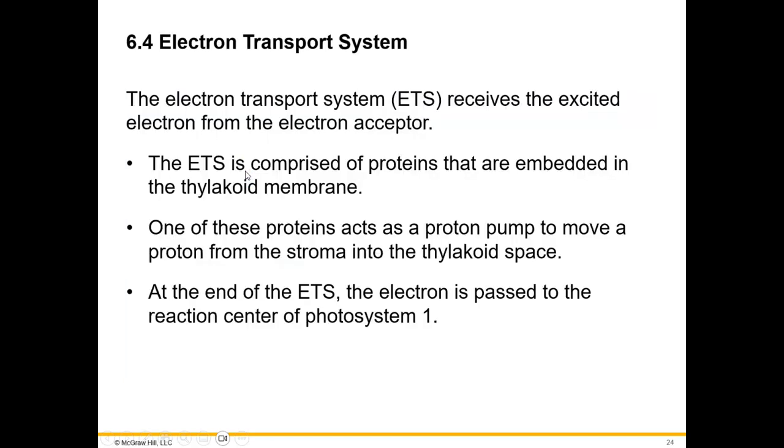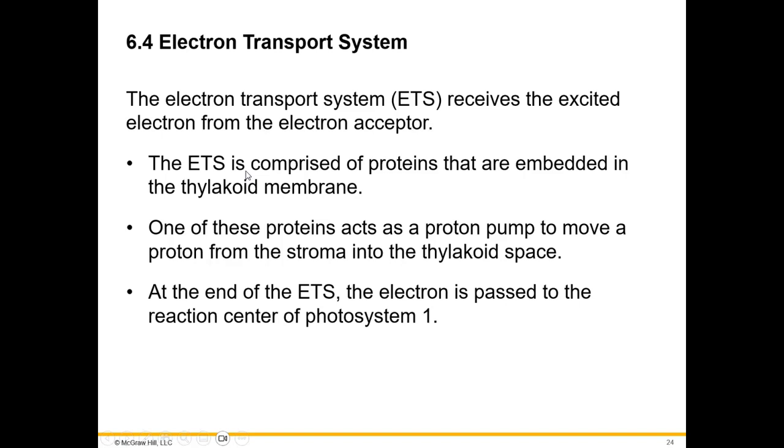The electron transport system will receive the excited electron from the electron acceptor, and the electron transport system is comprised of proteins that are embedded in that thylakoid membrane. So all of this is happening consecutively in that thylakoid membrane. One of these proteins is going to act as a proton pump, and that's moving a proton from the stroma into the thylakoid space. Because we know hydrogen ions are coming into the thylakoid space, and a bunch of them are going out because of the concentration gradient through ATP synthase.